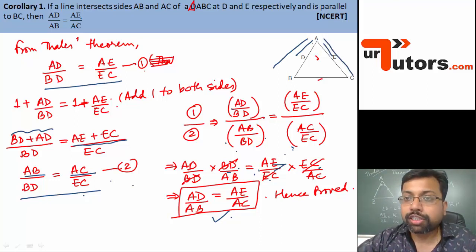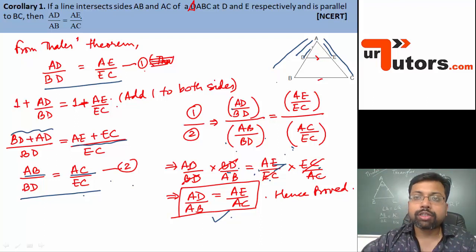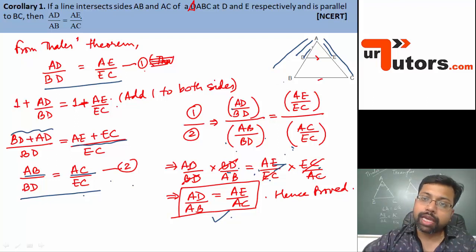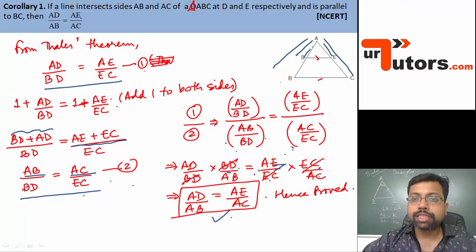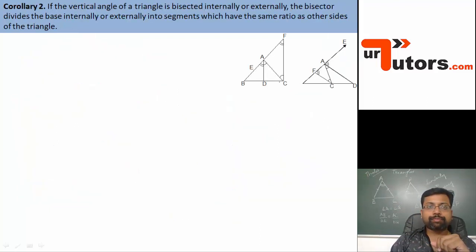Alright, Thales theorem says that AD by BD is equal to AE by EC. So it only talks about the parts, but using Thales theorem we have proved that in case DE is parallel to BC, then AD by AB is equal to AE by AC. This is what the case is going to be. Okay, so this is a corollary that you can use in the questions.